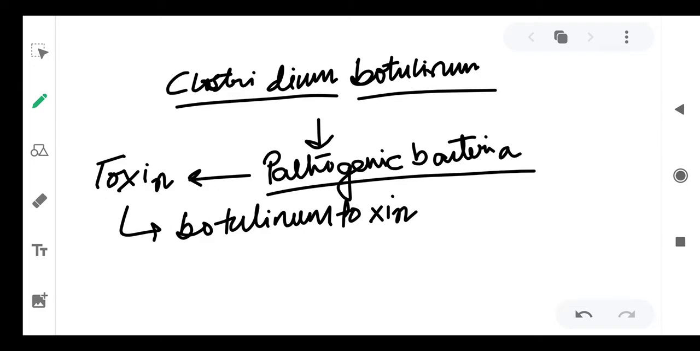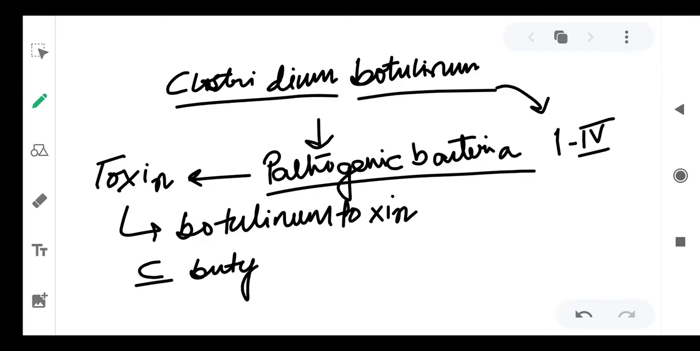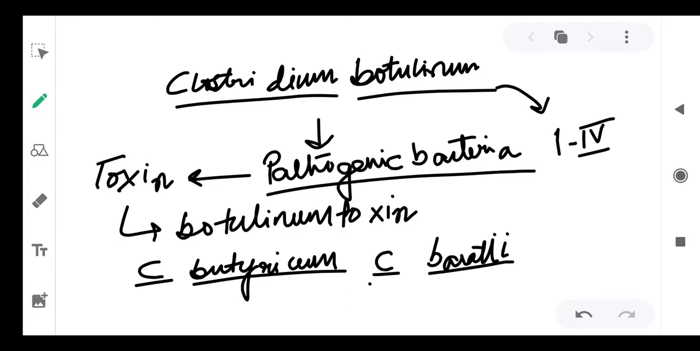Now this Clostridium botulinum basically comprises of 4 groups, 1, 2, 4, and even there are certain other species like Clostridium butyricum, Clostridium baratii. These are some of the Clostridium species which also produce botulinum toxin.